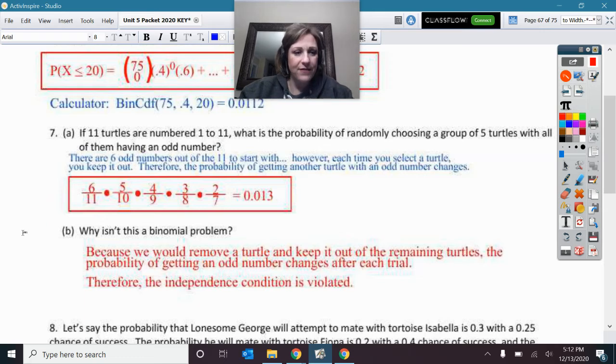So, see, we have this situation where we start with 6 odd out of the 11, and then I only have 5 left out of the 10, and 4 left out of the 9. And then I went down 5 turtles that I collected out of those 11.